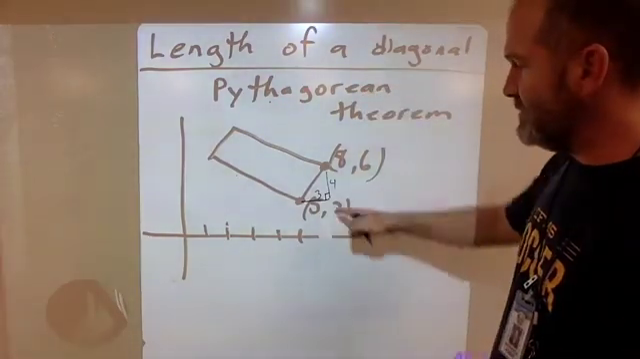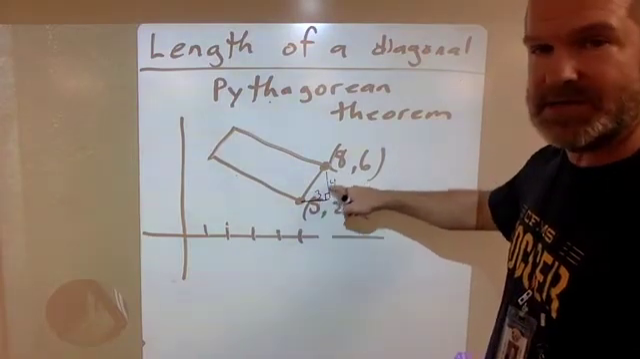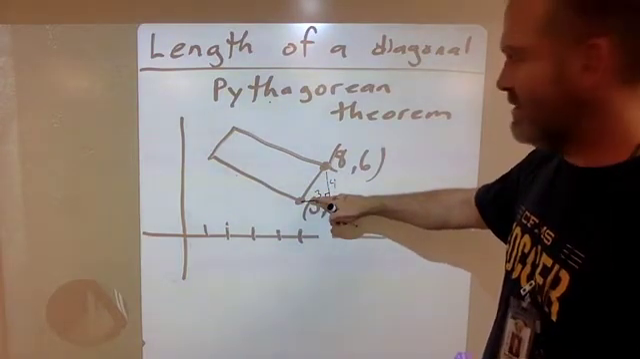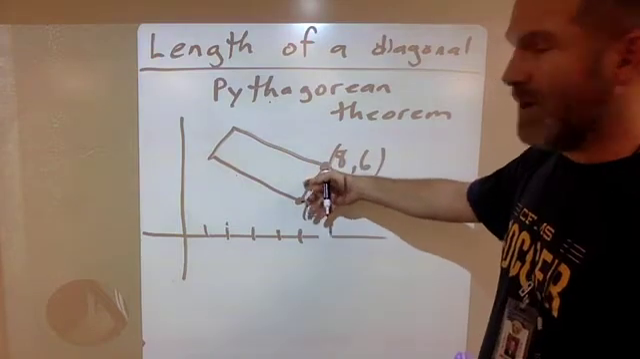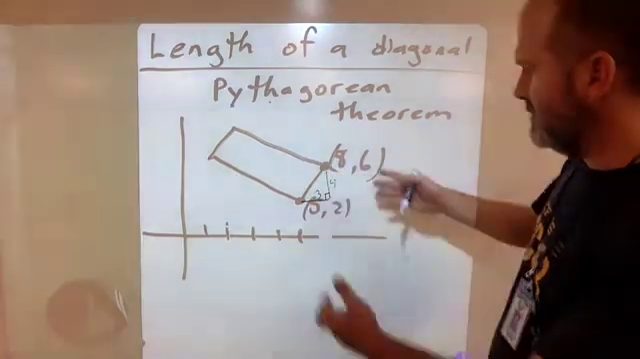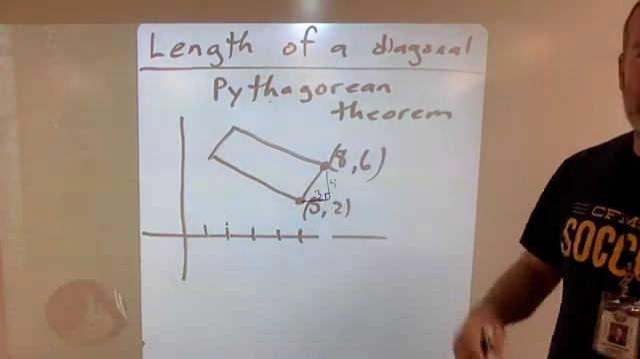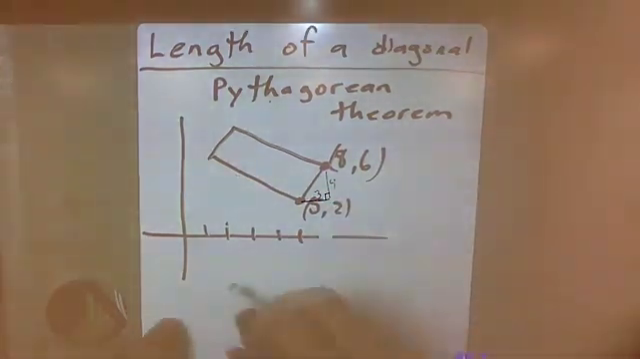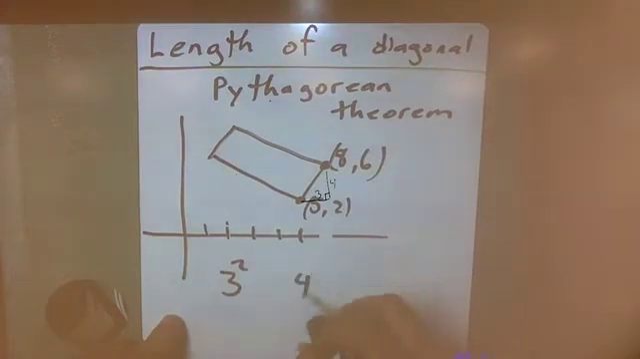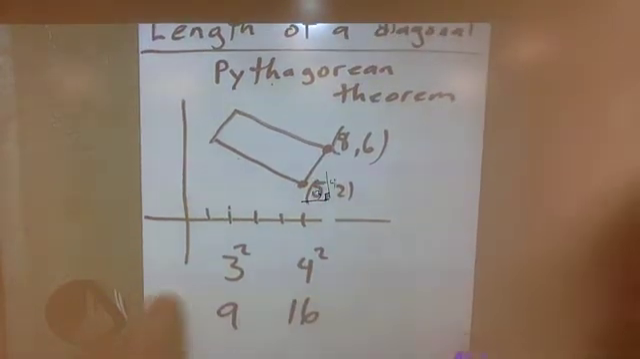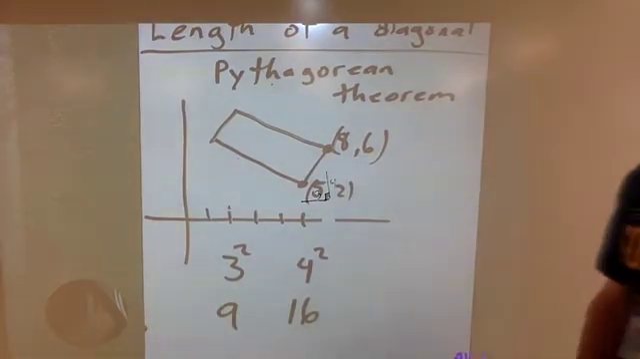Pythagorean theorem says you square the two straight sides and add them together, and they equal the square of the diagonal side. So what did I just say? I said square the two straight sides, squaring a number. So 3 squared and 4 squared.